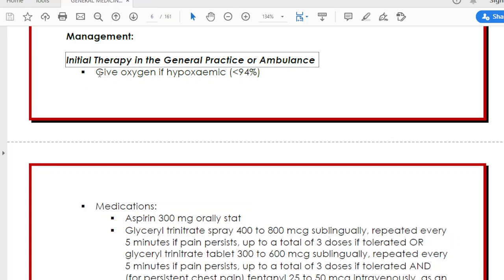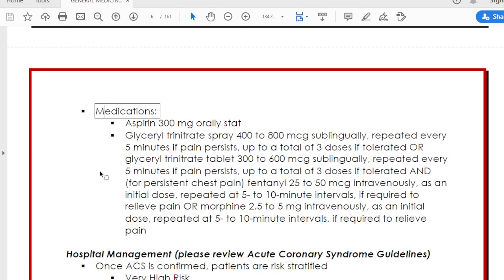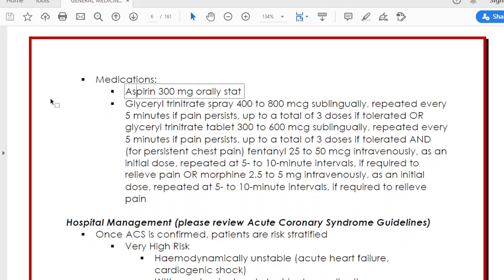Initial therapy in the general practice or ambulance. Give oxygen if hypoxemic, with saturation less than 94%. Medications: aspirin 300 mg orally stat.